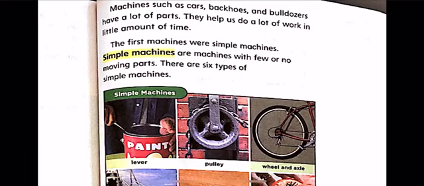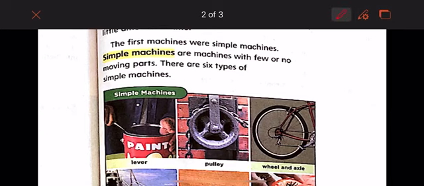Okay, so the first machines were simple machines. Simple machines are machines with few or no moving parts. There are 6 types of simple machines.